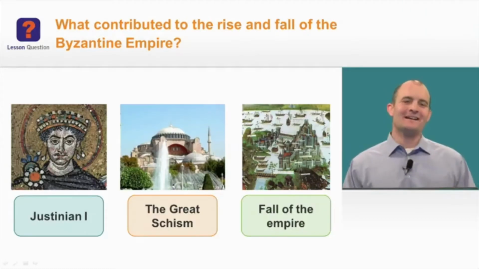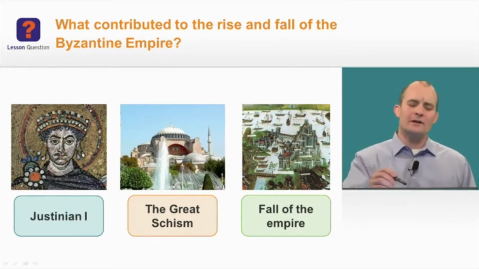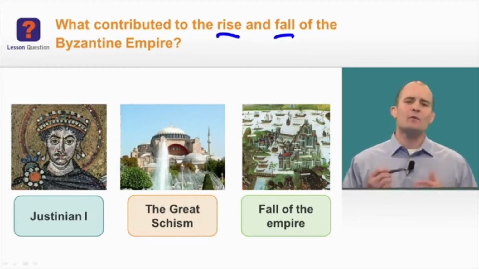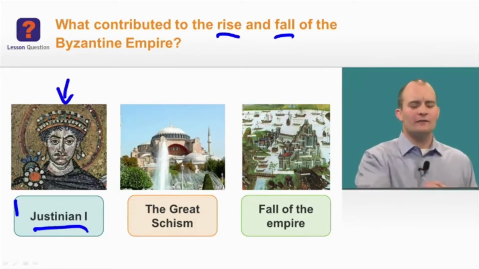Go ahead and take a look at that lesson question, scholars. It's at the top of the screen. It says, what contributed to the rise and fall of the Byzantine Empire? In order to answer that question, we need to break it down into three different parts. The first part is going to look at Justinian I. You can see a mosaic of him right here.